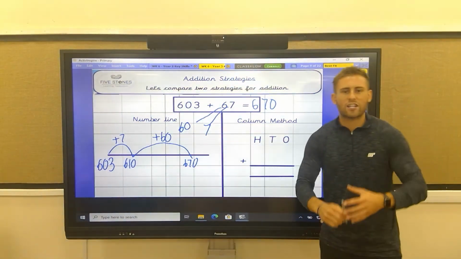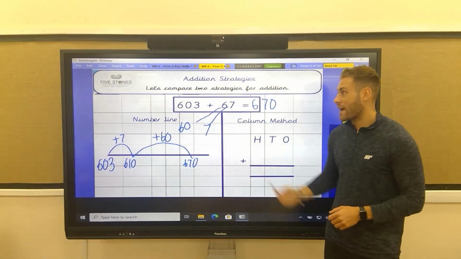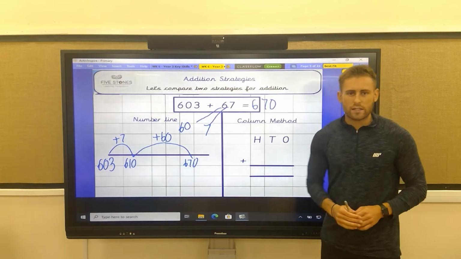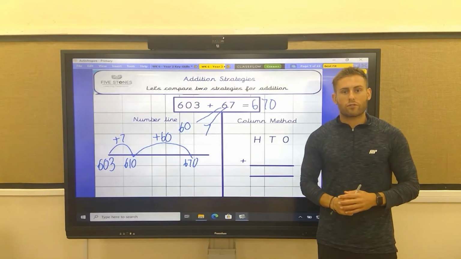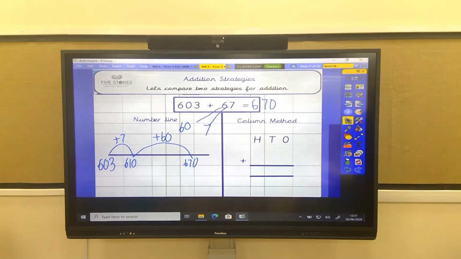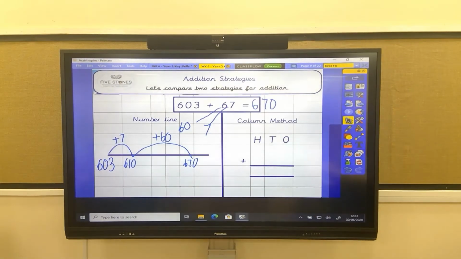Now, can you go off and can you solve it with column addition? Think carefully about your place value and where 67 lies in this grid, and then unpause the screen so then we can work it out together. Off you go. Unpause.